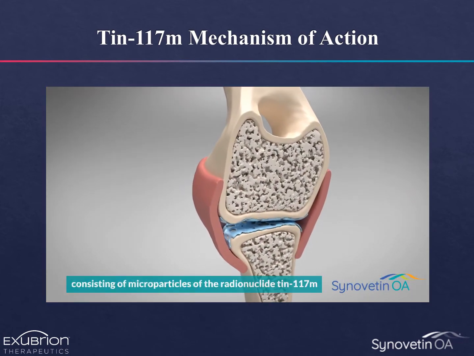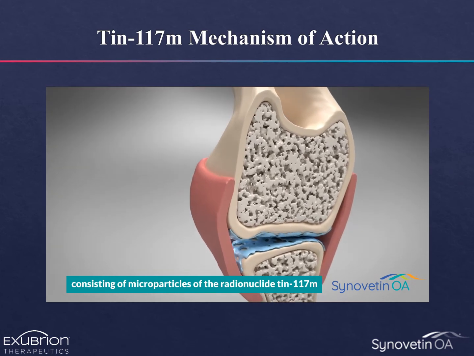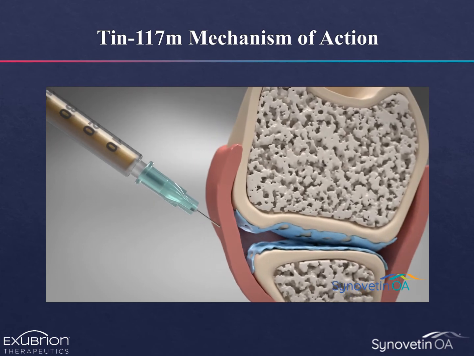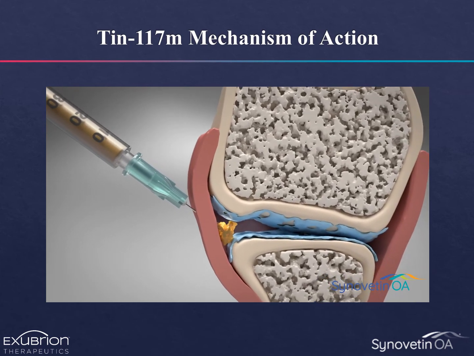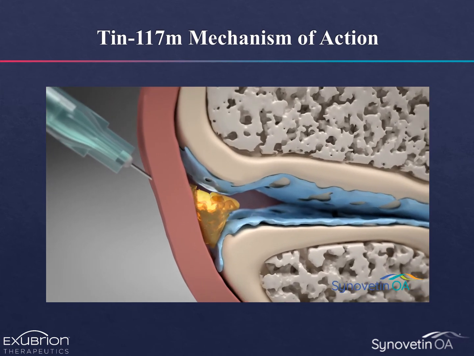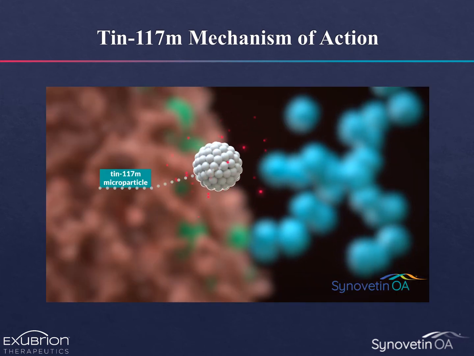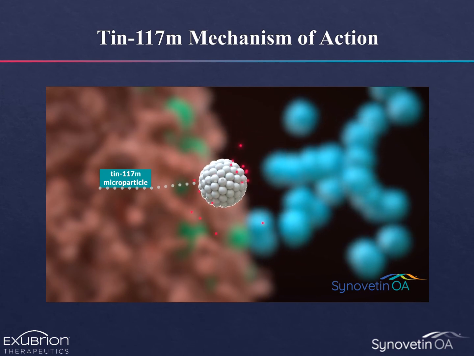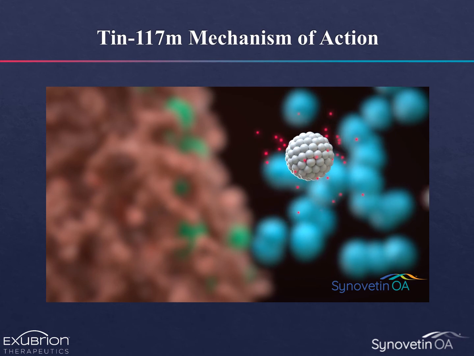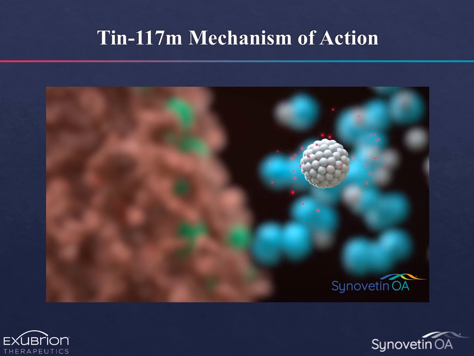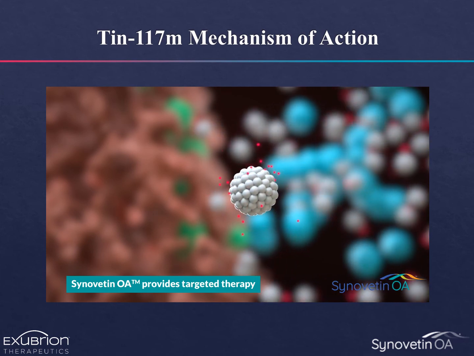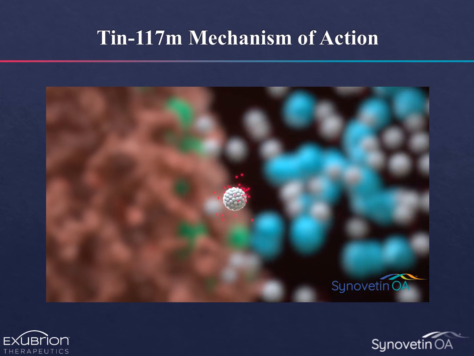Synovitin OA is a veterinary device consisting of microparticles of the novel radionuclide tin-117m. These particles are suspended in a colloid, which is injected into the joint to safely and effectively treat synovitis for up to 1 year. The appropriately sized tin-117m microparticles stay in the joint and emit low-energy conversion electrons with only a 0.3 millimeter range of activity. This provides targeted, precise, non-systemic therapy with no clinically significant local or systemic side effects.